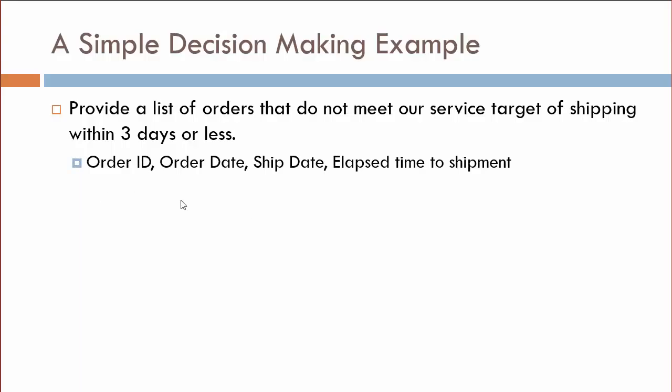So we want to see the order ID, so we know what order it is. We want our basic items that we're using in our math here, so we can kind of check that out. So we get order date and ship date. And then we want that elapsed time to see how much it was out.